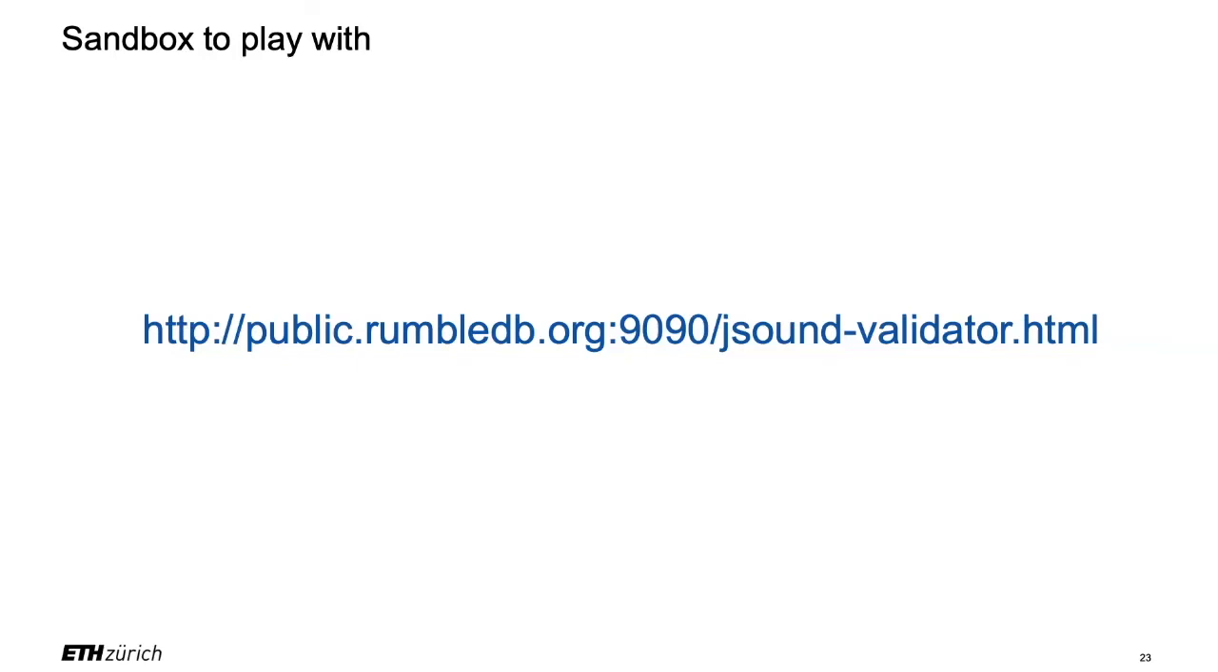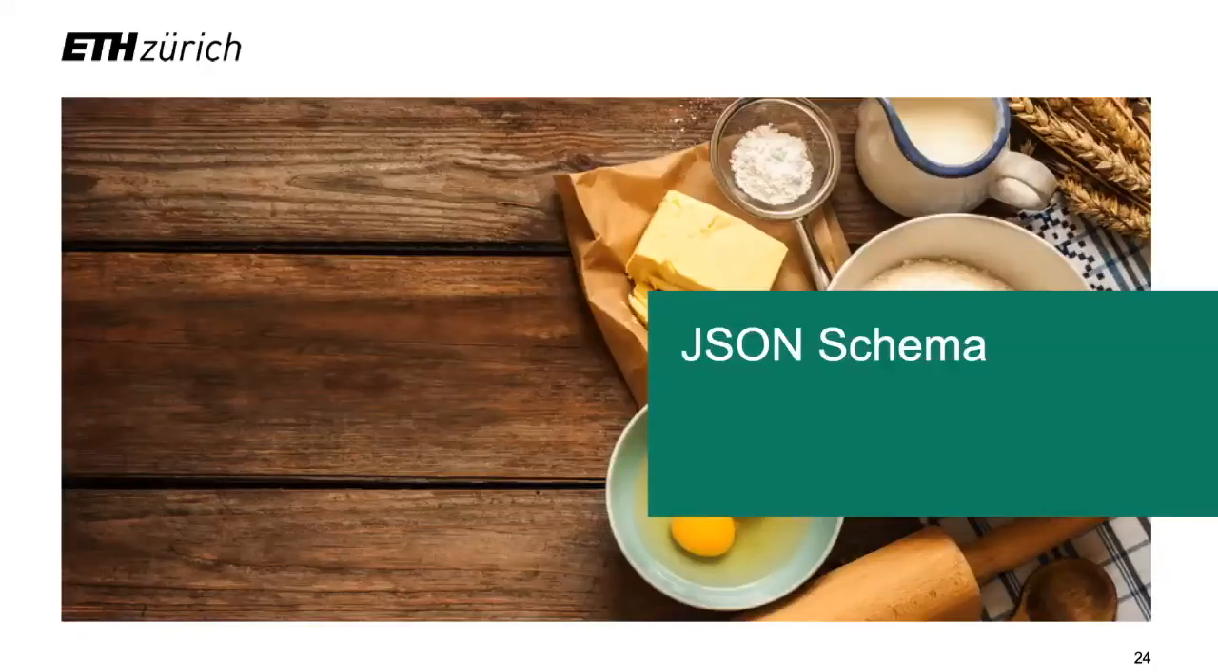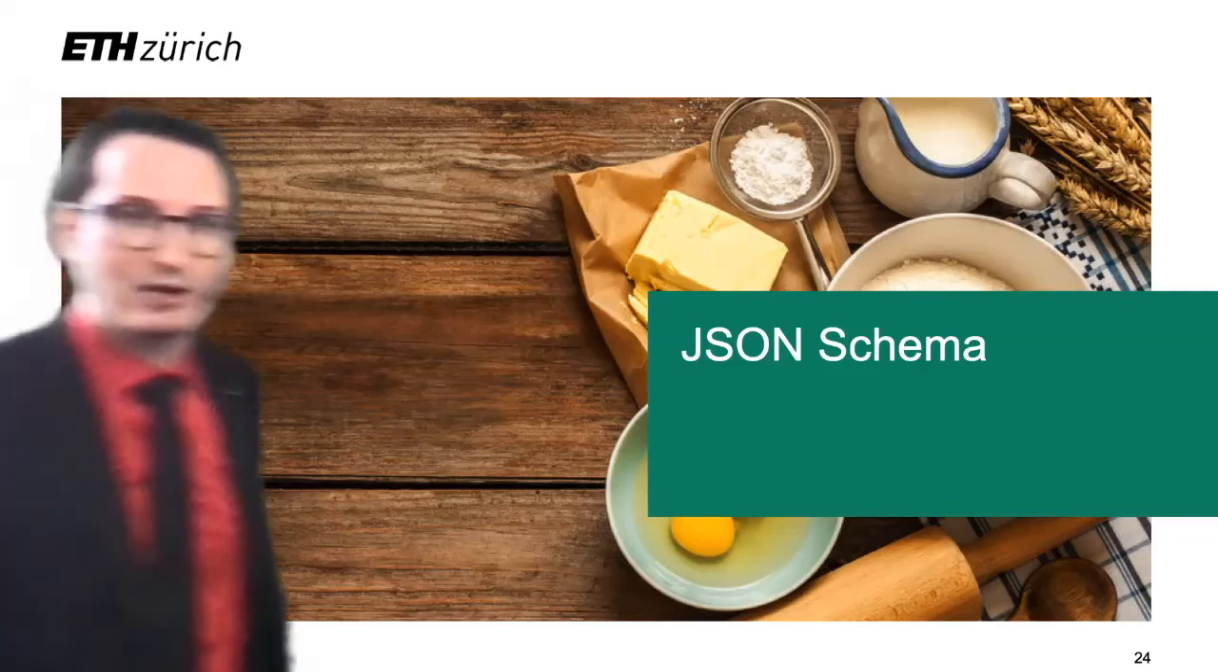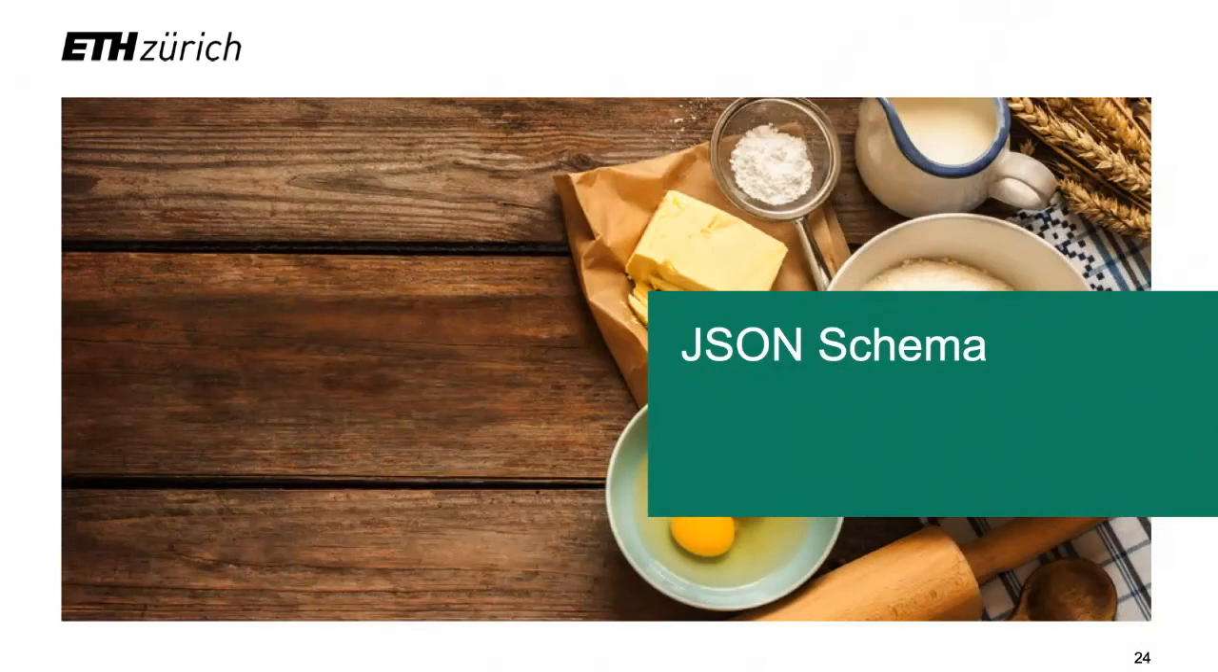But you can go to that page here and you can put an instance on the left, a schema on the right. You can even go to export mode if you want and try out the verbose syntax. Okay, so this is for you to play with as much as you want. Good. So that's our first schema language, which is JSON.